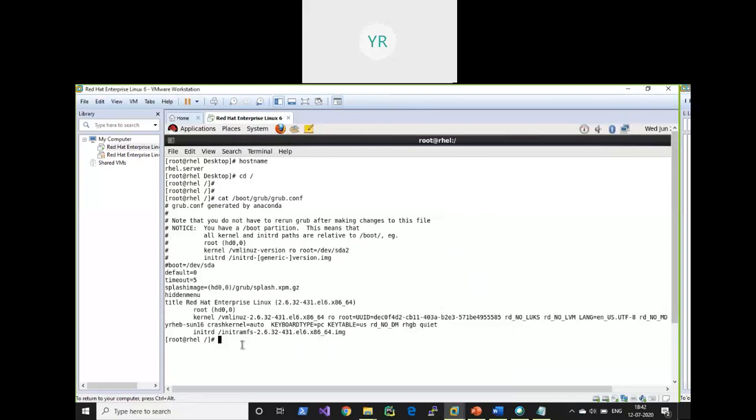Okay. So it is this one. To see which is the default run level, we can check by who -r, which shows which run level we are in. So I'm in run level 5.